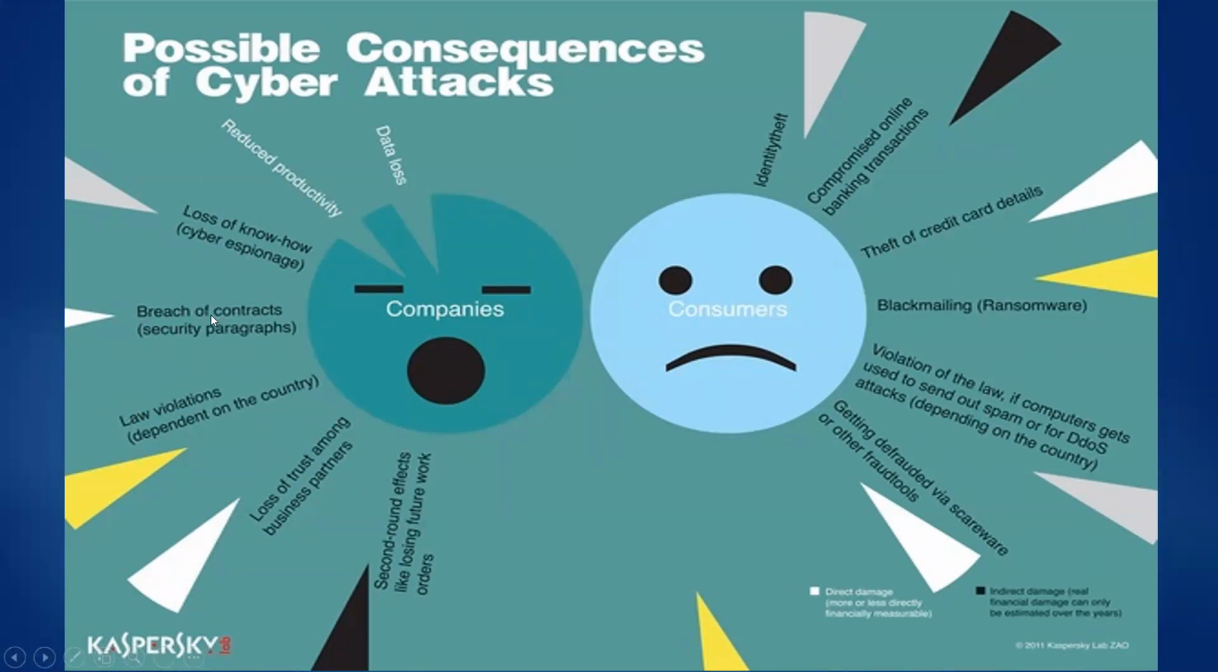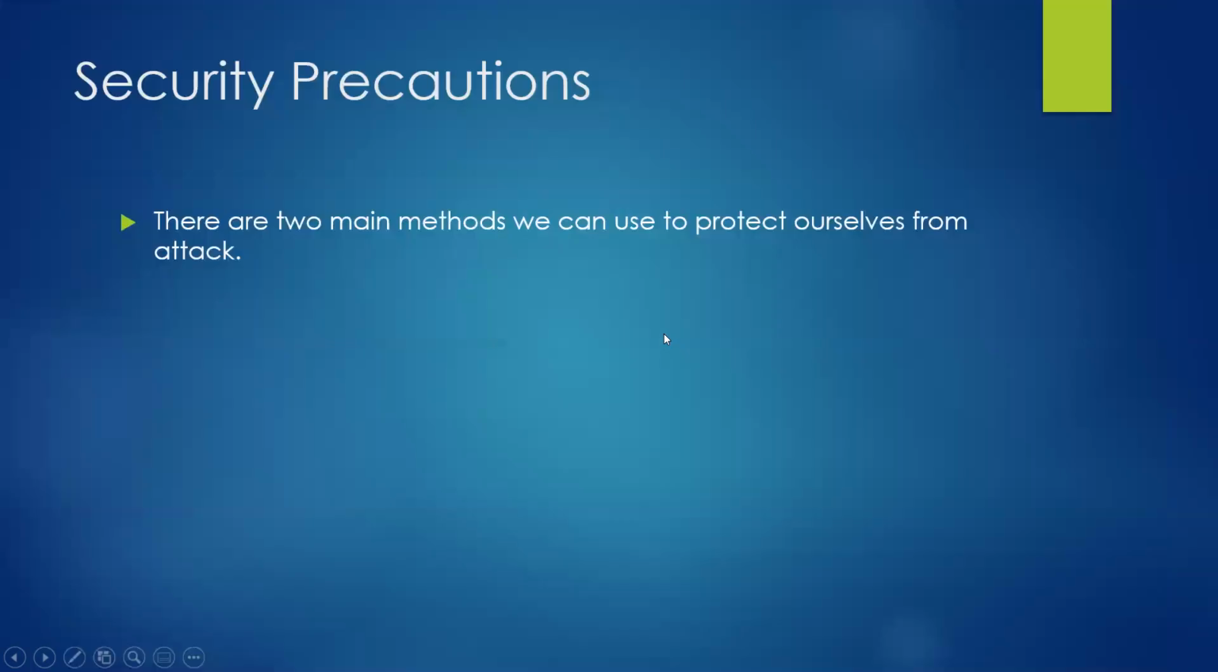And for businesses, potentially breaking the law, data loss, and companies can be fined lots of money, up to 4% of the global GDP as a maximum if they don't take all reasonable precautions to protect data. Reduced productivity, it takes a long time to investigate cyber threats and cyber crimes. So there's lots of negative impacts for companies and individuals alike. There are two main methods we can use to protect ourselves. They are firewalls and encryption, and today we'll just look at firewalls.